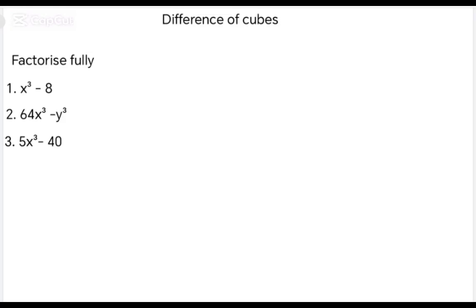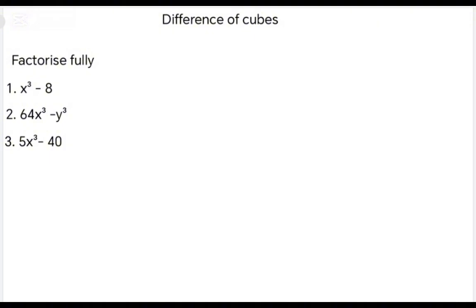Guys, in this video we're going to take a look at the difference of cubes. I saw a lot of my students struggling with this type of question, how to factorize the difference of cubes, and the reason why a lot of you are failing to factorize the difference of cubes is because you haven't yet understood the pattern behind each and every difference of two cubes question.